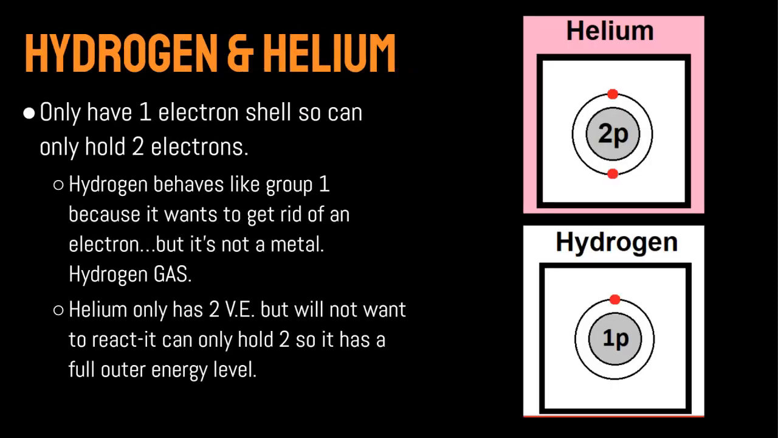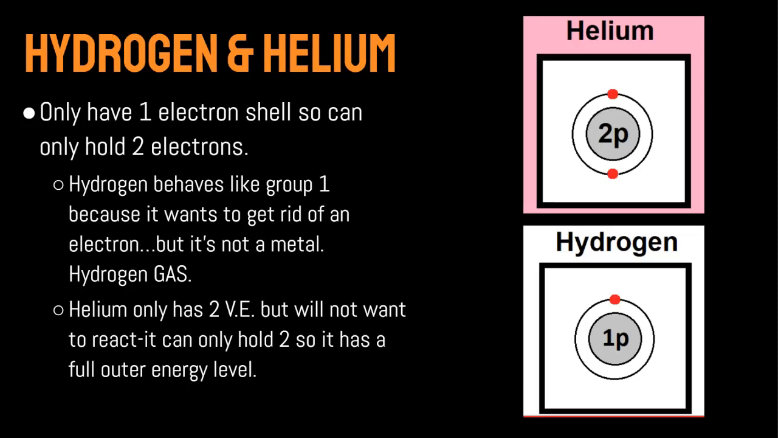Now let's talk about our exceptions and understand what makes them different. So hydrogen and helium are both exceptions on the periodic table. They are the only elements on that first row, or that first period, of the periodic table. Because of that, they only have 1 electron shell, so the maximum number of electrons they can hold is 2.